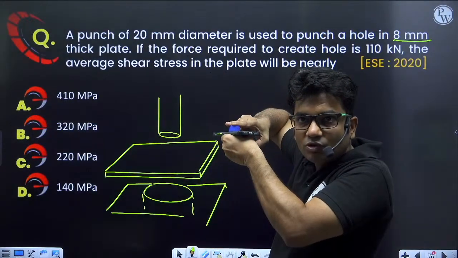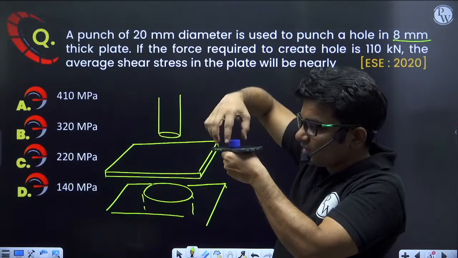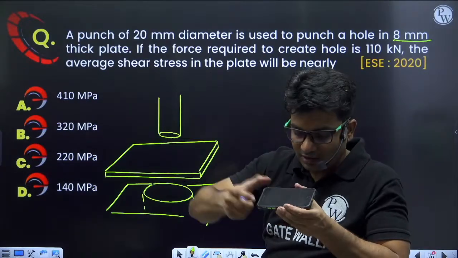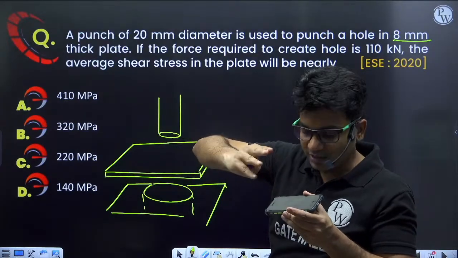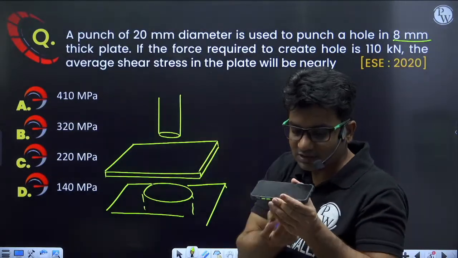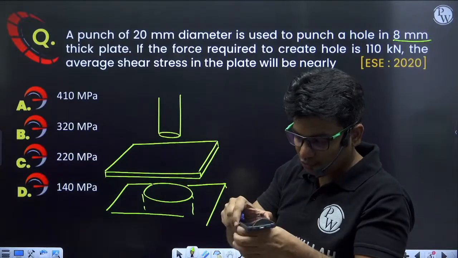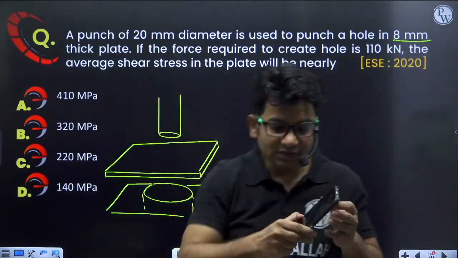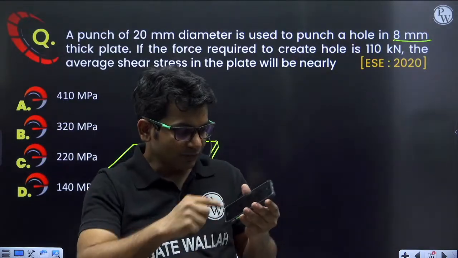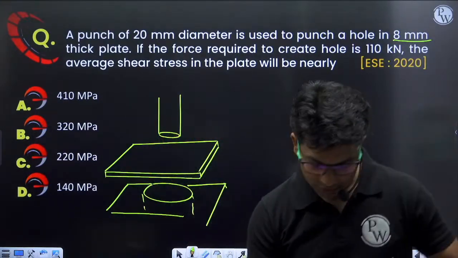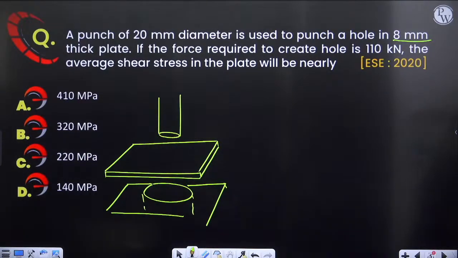If I push this rod on this one, like this, then what will happen? In this part, this much area, a shear stress will be created, and because of that shear stress the hole will be punched. A hole will be punched, and this much part of the plate will get sheared away. So this will be the mechanism of the punch.